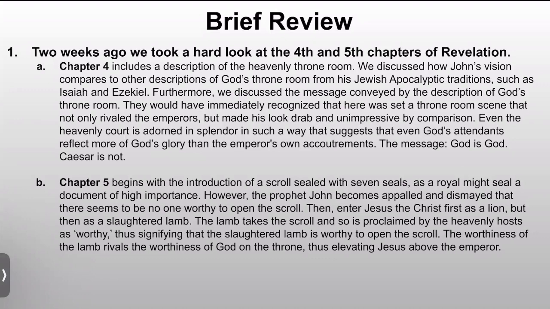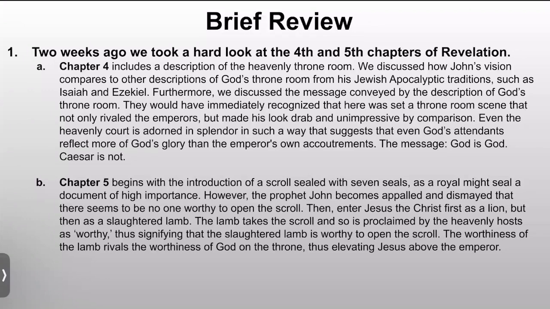Two weeks ago, we took a hard look at the fourth and fifth chapters of Revelation, and chapter 4 includes a description of the heavenly throne room. We discussed how John's vision compares to other descriptions of God's throne room from his Jewish apocalyptic traditions, such as Isaiah and Ezekiel. In those books, you can find combinations of beasts that are similar to the four beasts that we find here, only maybe instead of having one head, perhaps four faces, or instead of having six wings, maybe two, or instead of having eyes inside and out, wheels within wheels and eyes. We went over all that already.